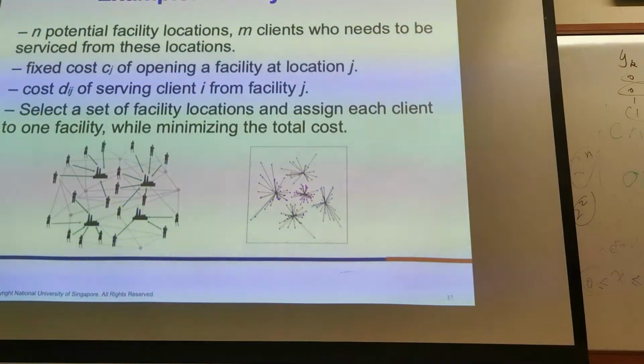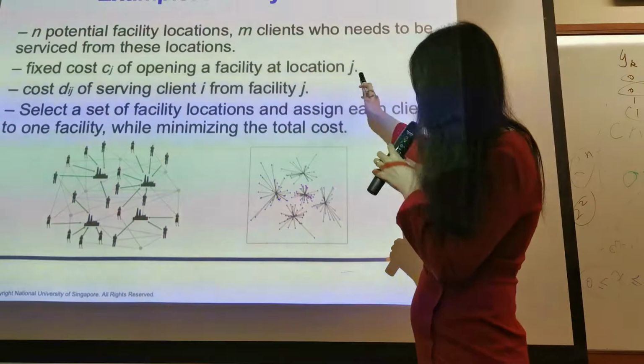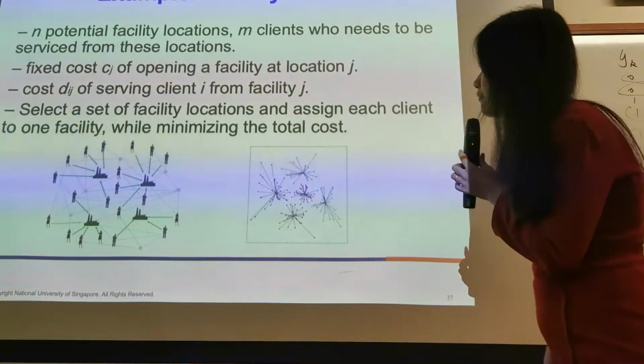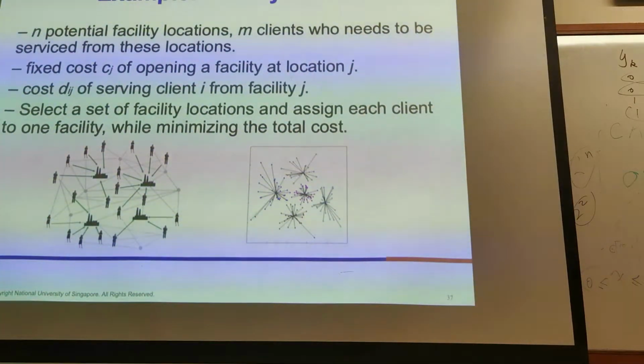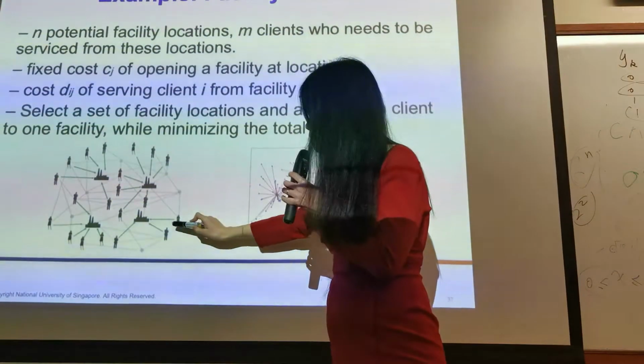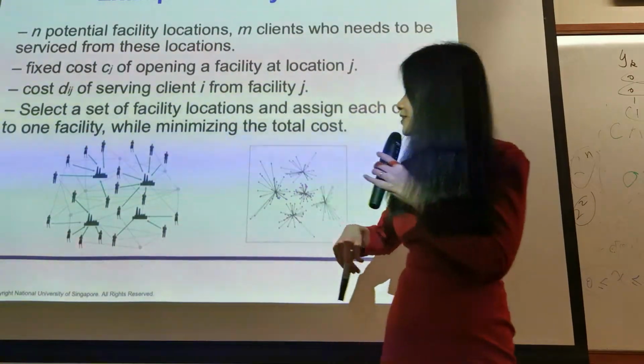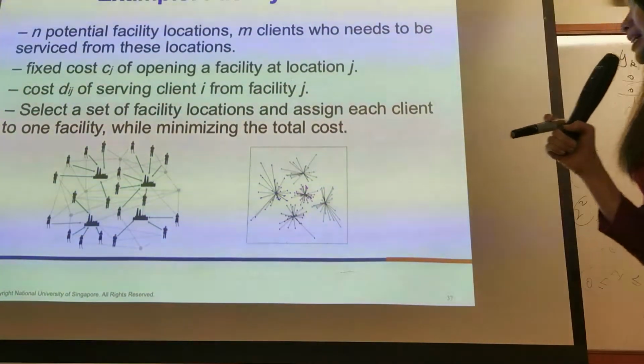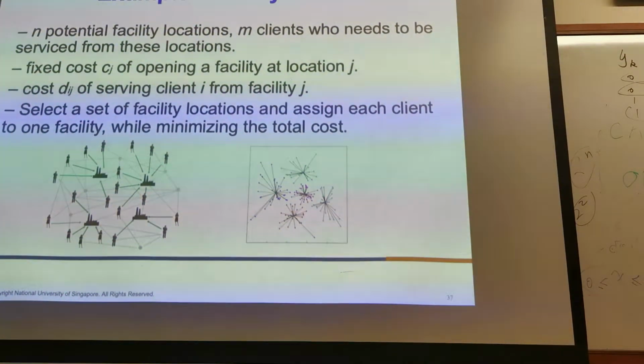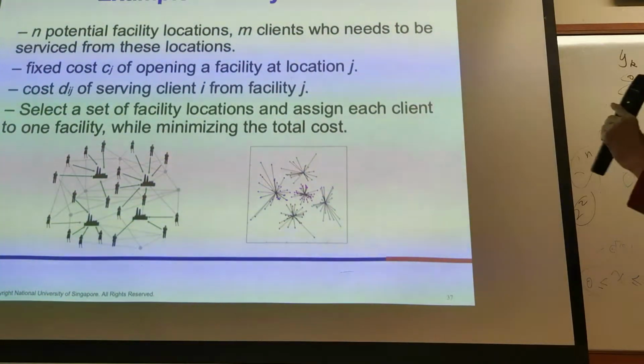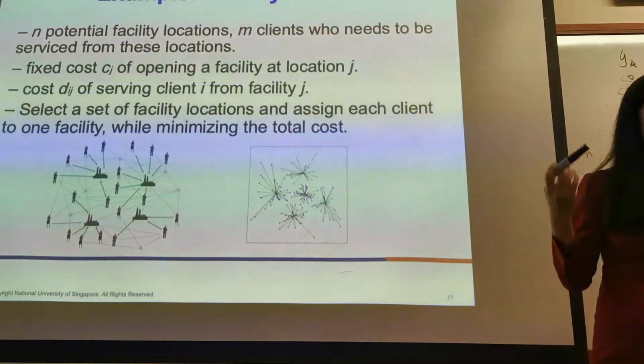So you've got some cost values. The fixed cost is to operate a facility at a location. So at location j, you have fixed cost c_j. Then you have the distance cost, like the transportation cost. We call it d_ij, which means we serve a client i from a facility j. Then we need to select the sites of facility locations and send each client to one facility while minimizing the total cost. So this is the type of optimization you can solve to get your group project done.